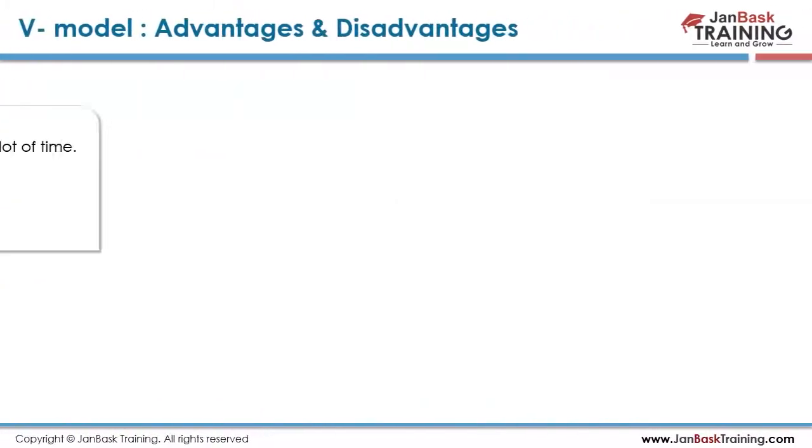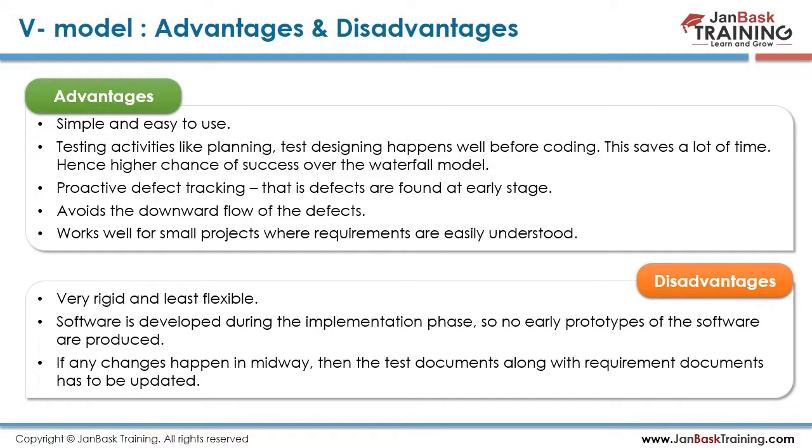So what are all the advantages of the V model? It's simple and easy to use. Proactive defect tracking avoids the downward flow of defects.